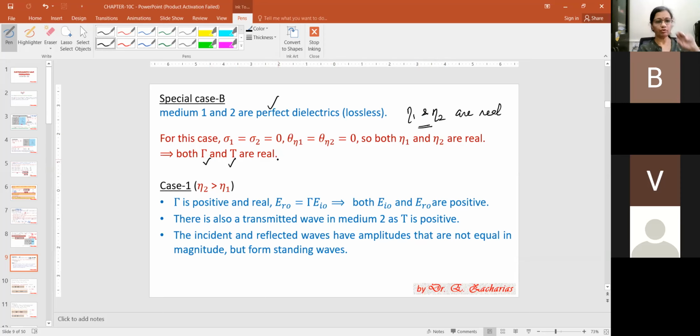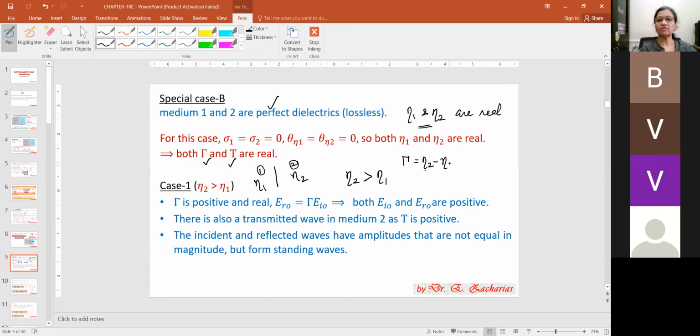Okay, but now we are going to talk about a special case within case B. So that's going to be medium 1, medium 2, eta 1, eta 2. The first thing is going to be eta 2 greater than eta 1. For your reference, let me write the reflection coefficient. It was eta 2 minus eta 1 divided by eta 2 plus eta 1. And similarly, your transmission coefficient was 2 eta 2 divided by eta 2 plus eta 1. Just look at these equations and think of the condition eta 2 greater than eta 1.